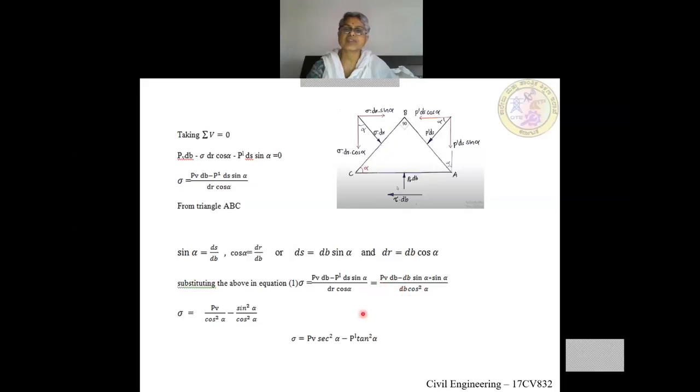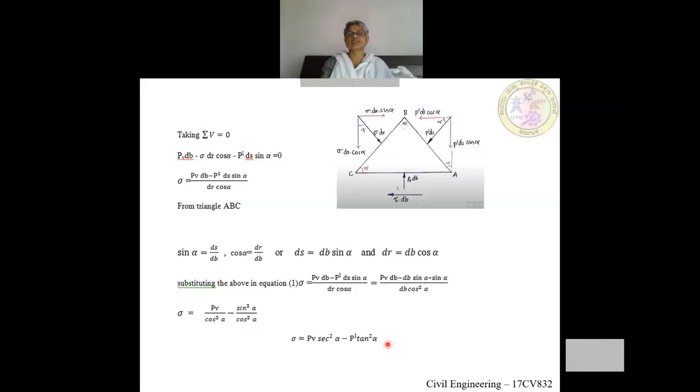So it is PV cos square alpha minus P dash, here sine alpha will be sine square alpha divided by cos square alpha. We can write sine square alpha by cos square alpha as tan square alpha, and 1 by cos square alpha as secant square alpha. So this is the expression for the principal stress: sigma is equal to PV secant square alpha minus P dash tan square alpha.